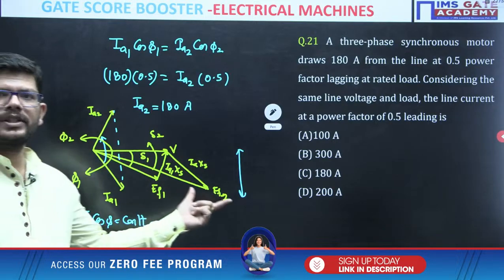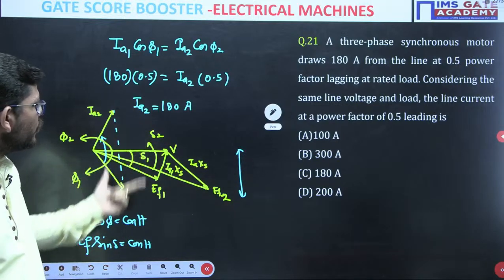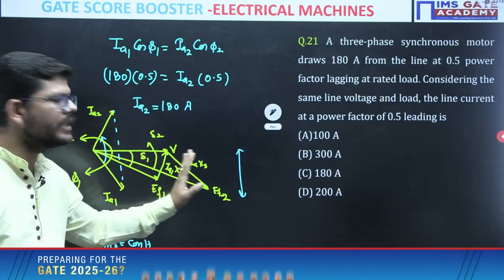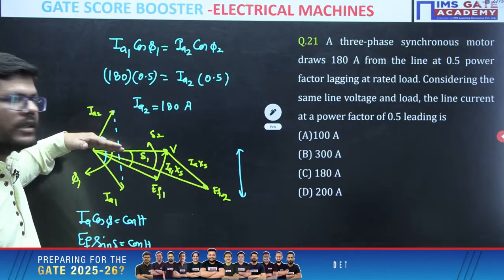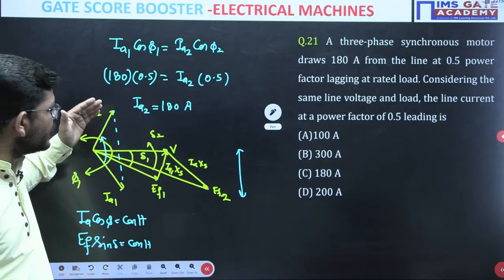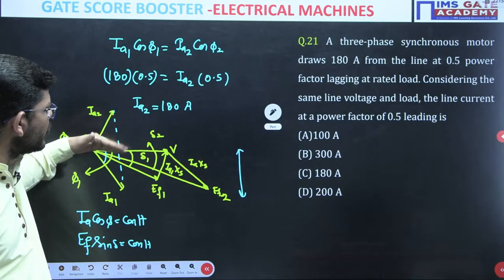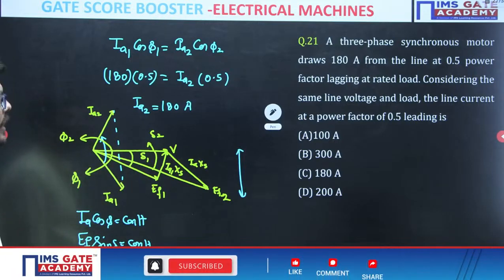So I hope this question is clear. Many times they have asked questions like this, and you should know what will happen when we vary the field excitation. When we increase it, the power factor will move from lagging towards unity towards leading. When we decrease the excitation, it will move from leading towards less leading, towards unity, towards lagging. Correct? So these fundamentals should be very clear to you.